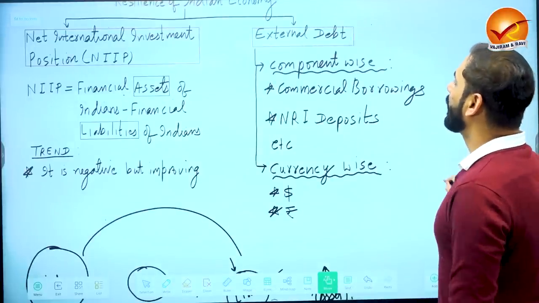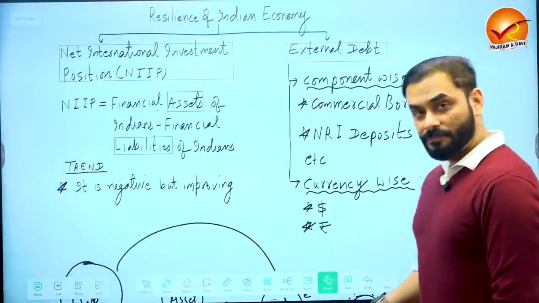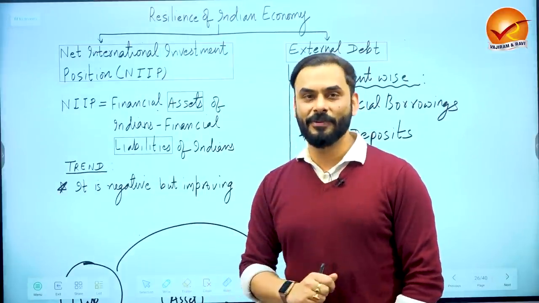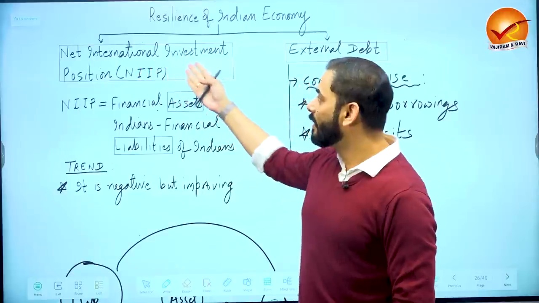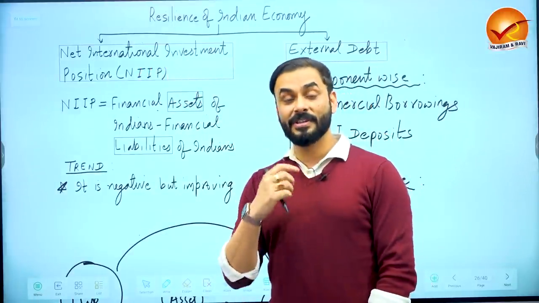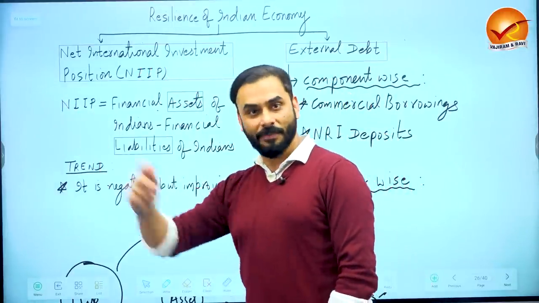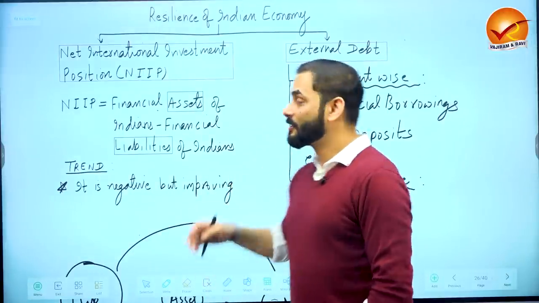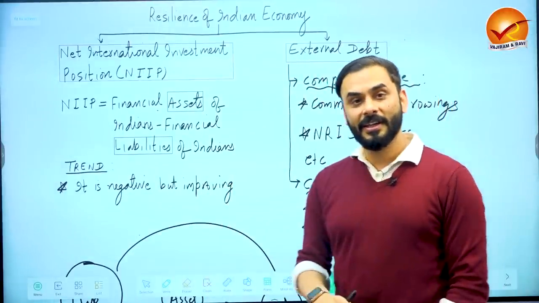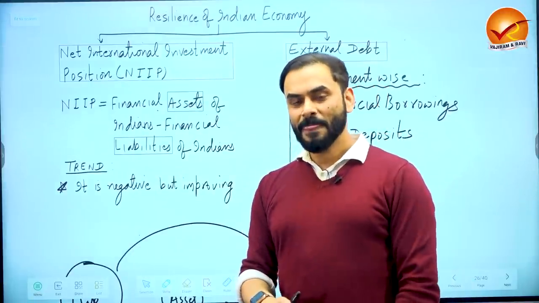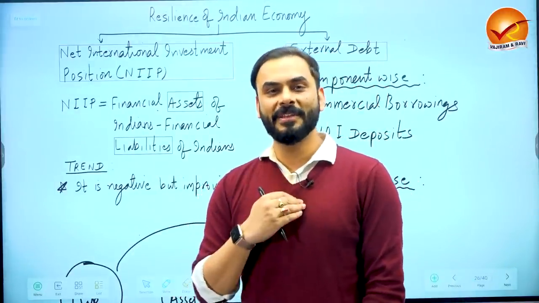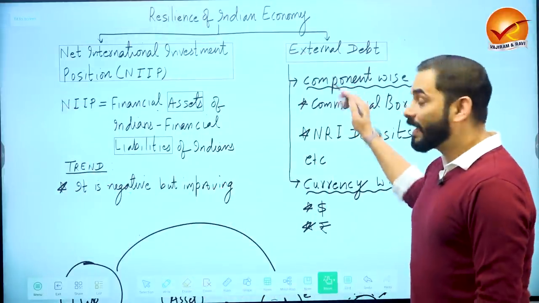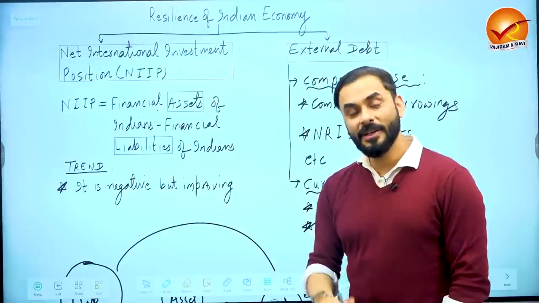Now let us look at external debt. As I told you, there are two ways to measure the resilience of the economy. One, you look at net international investment position, because it gives you an idea about how much you have to give to somebody versus how much you earn. Similarly, external debt is a very important factor. Why? Because what is the meaning of debt? Debt means something which you owe to somebody, right?